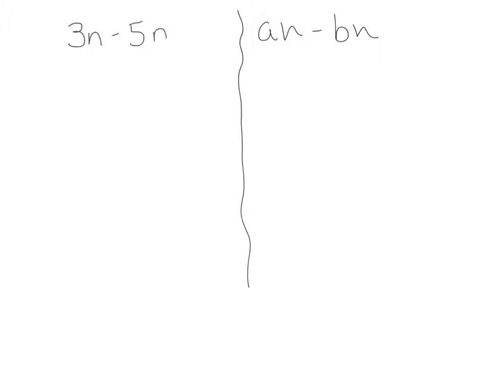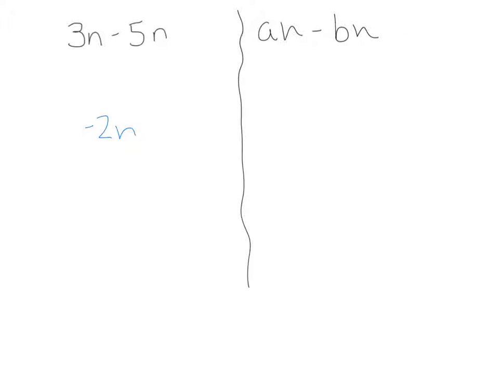This video is designed to give you a sense of how to collect variables, or collect like terms, when other variables are involved besides just numerical coefficients. If we look at these two expressions here, on the left-hand side is something that we're very accustomed to seeing and can clearly be collected as negative 2n. Now, the question is, how does that happen?